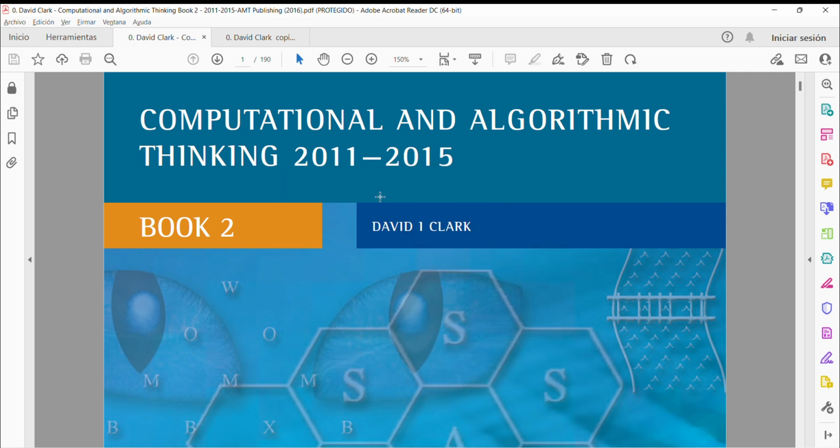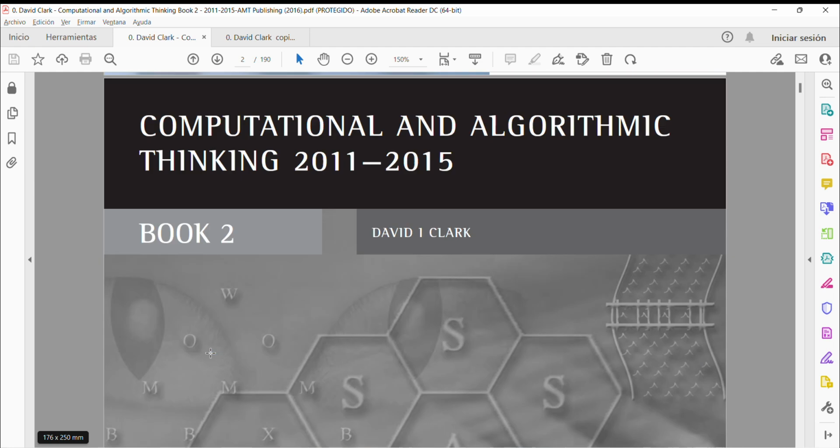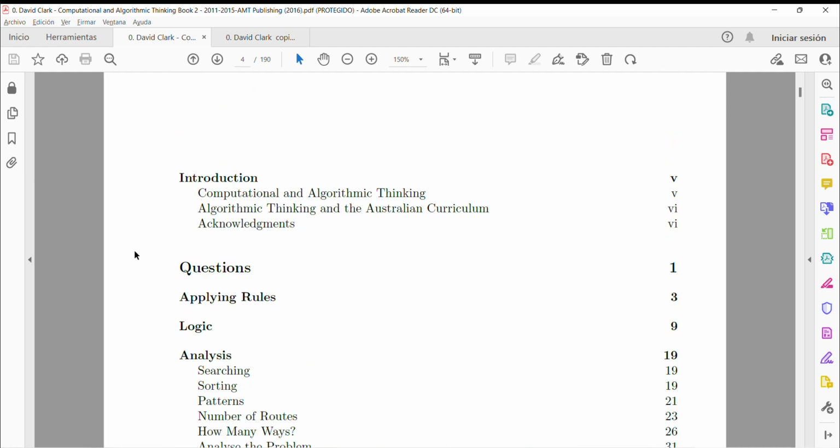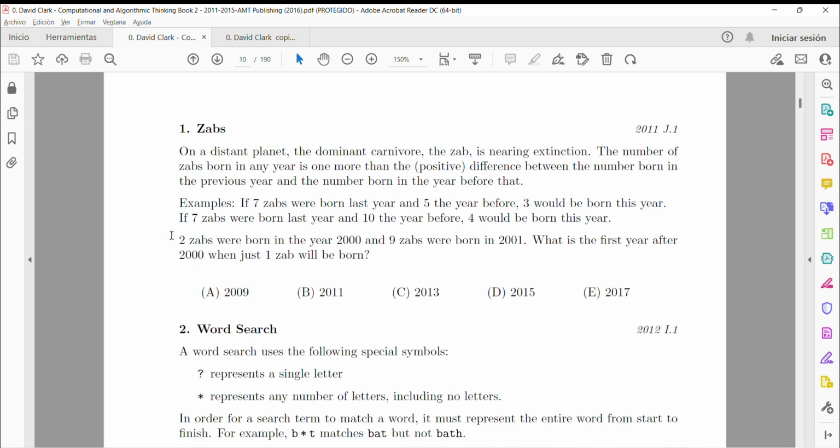Hello everyone. We are going to start reviewing the Computational and Algorithmic Thinking 2011 to 2015, a book by David Clark that aims to help students to be ready for the computational and algorithmic thinking competition that takes place in Australia. So let us start with the questions or the exercises from the applying rules section.